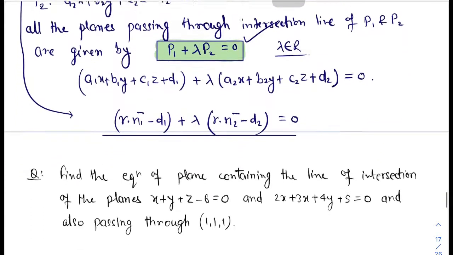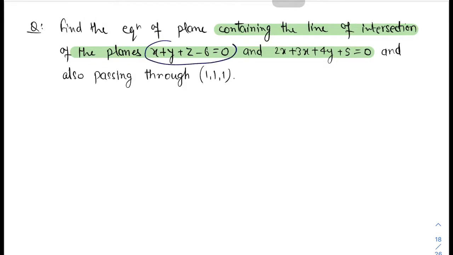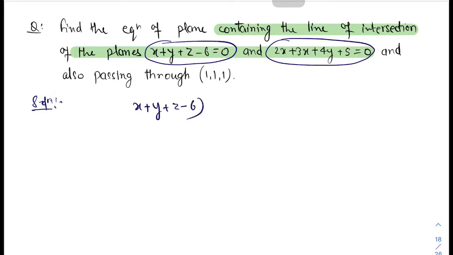So let us understand it by example. We have to write the equation of the plane containing the line of intersection of these two planes. It is very clear that whatever the plane is, it is passing through the line of intersection of this plane P1 and P2. So this equation will be of the form: equation of first plane plus lambda times equation of second plane.